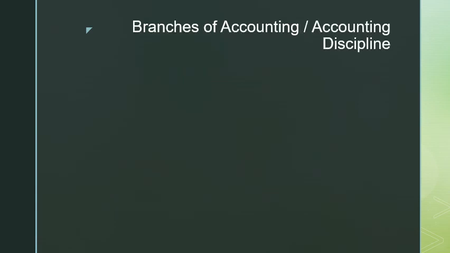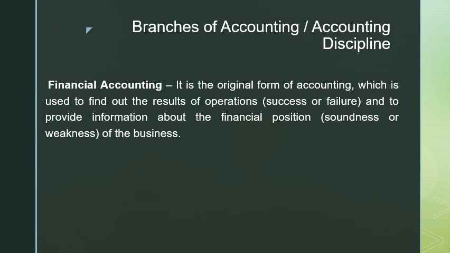Then branches or disciplines of accounting. Mainly there are three disciplines of accounting, three branches of accounting. First one, financial accounting, is the original form of accounting which is used to find out the results of operation and to provide information about the financial position of the business. This is the real form of accounting. It's the process of ascertaining whether the business is earning any profit or loss, or what our exact financial position is. So that is the real accounting process, financial accounting.